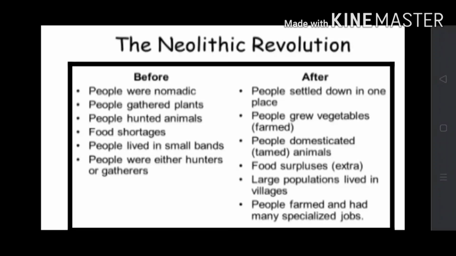Now, after the Neolithic Revolution, people settled down in one place. People grew vegetables. People domesticated animals. Food surpluses. Large populations lived in villages. People farmed and had many specialized jobs.